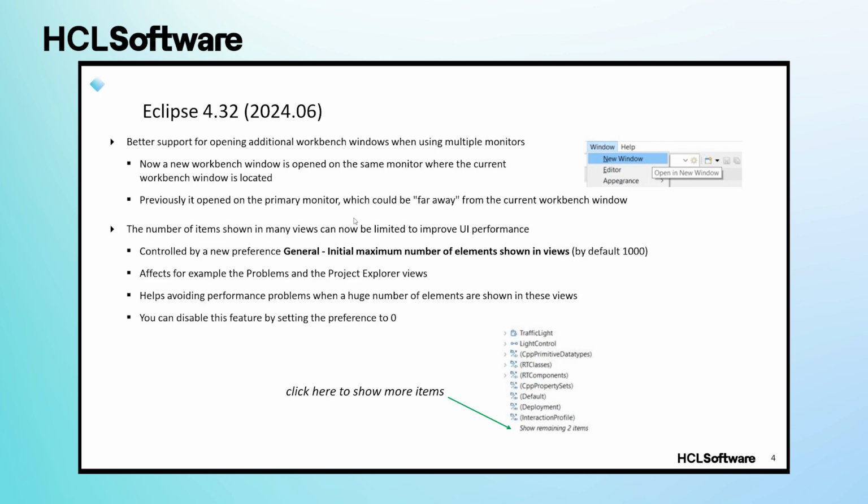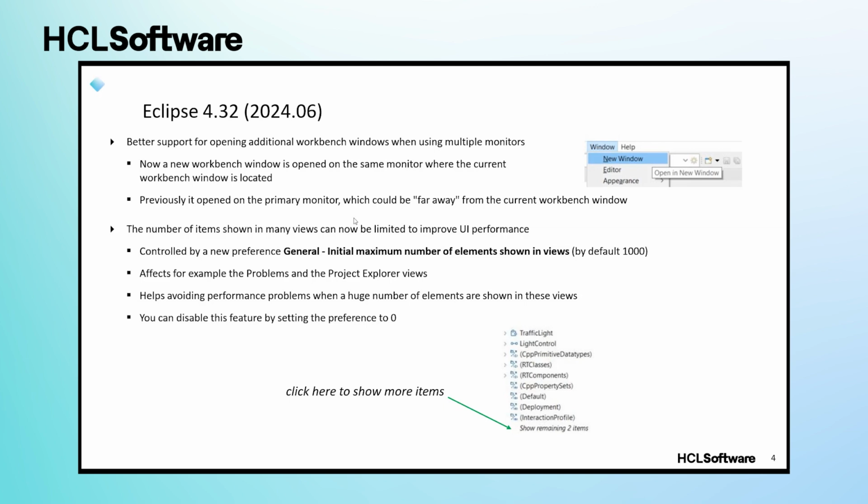There's another improvement that relates to the performance when you have views that need to show a huge number of elements. Now there is a preference that by default is set to 1000, which controls the initial maximum number of elements that should be shown in views. This preference applies to many views, in particular the problems and project explorer views. The purpose is, of course, to avoid performance problems, because usually it's hardly useful to see more than 1000 elements anyway, because that's quite a big number. But if you still like the old behavior of not filtering, you can set this preference to 0.